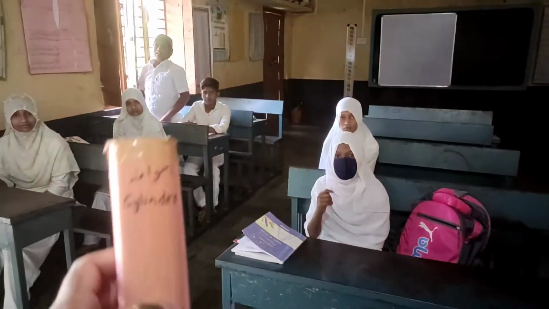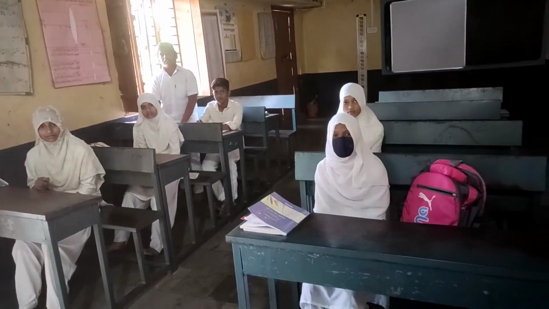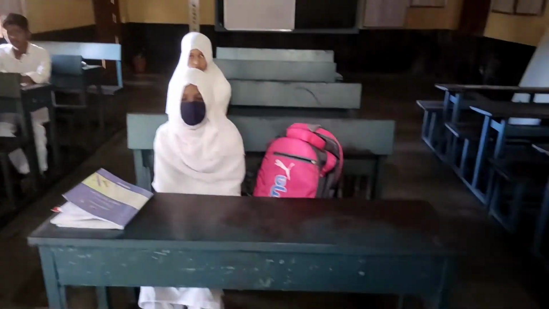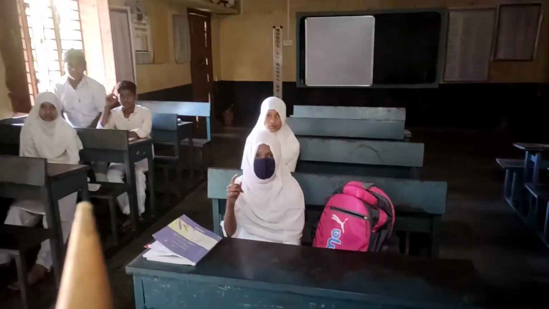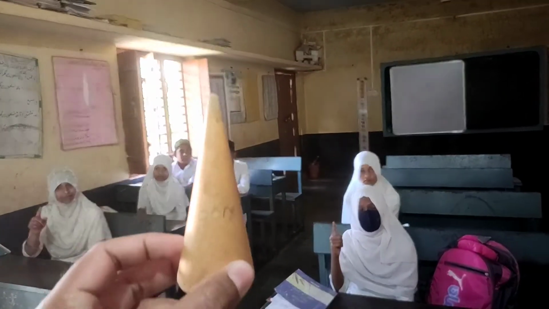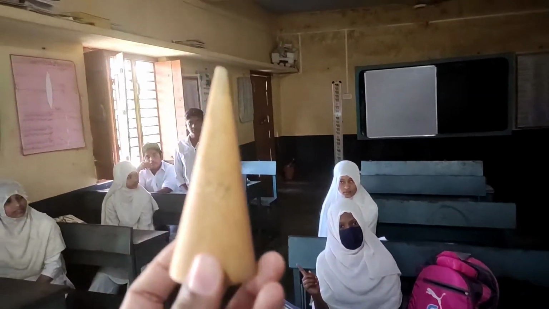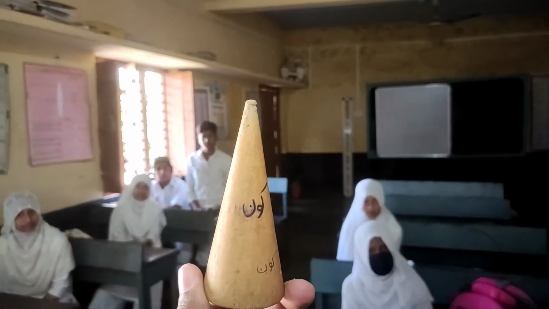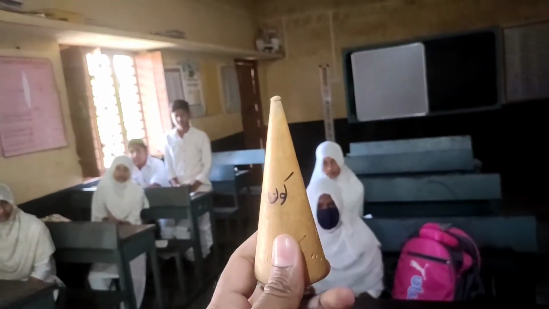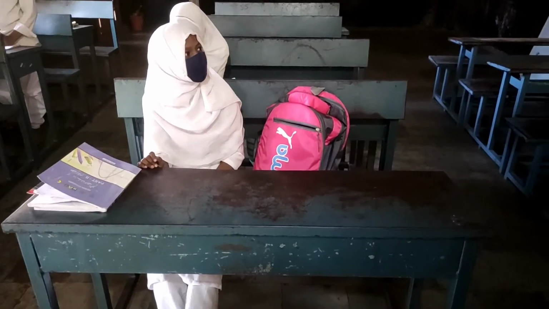Ansar, stand up. Name this solid shape. Cylinder. This is cylinder. Now, can you name this solid shape? Stand up. Cone. This is cone. Can you tell the name in Urdu also? In Urdu we say makhrut, and in English this is called cone. Okay. This is cone. Sit down.